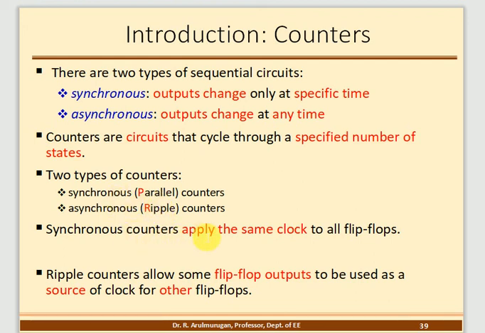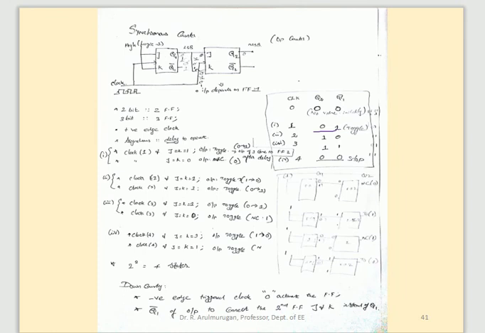Then what is a synchronous counter? In a synchronous counter all the flip-flops get the same clock pulse. But what about a ripple counter? The first flip-flop's complement output goes to the second flip-flop's clock input. So I will show you. See, this is a synchronous counter. The clock pulse is common to all the flip-flops. Then the first one's output is the second one's input. That is called a synchronous counter.